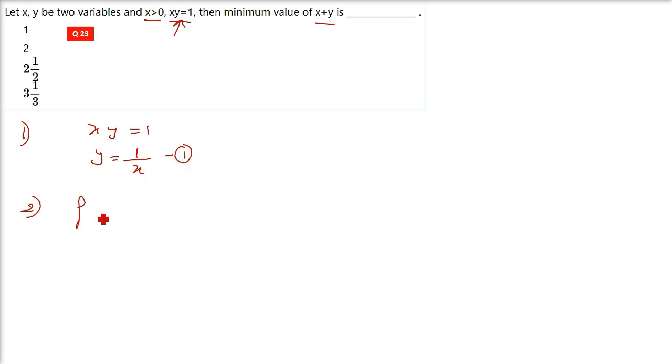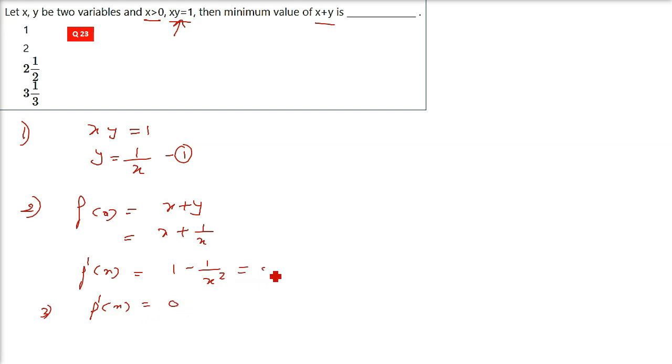Then we have x + y, which has to be minimized or maximized. This is the function we have to deal with. We will replace y by 1/x here. So it will be x + 1/x. f'(x) is what? We have to differentiate this. It will be 1 - 1/x². And then the next step is going to be equating it to 0. So 1 - 1/x² = 0. That is 1/x² = 1. That is x² = 1. That is x = ±1.